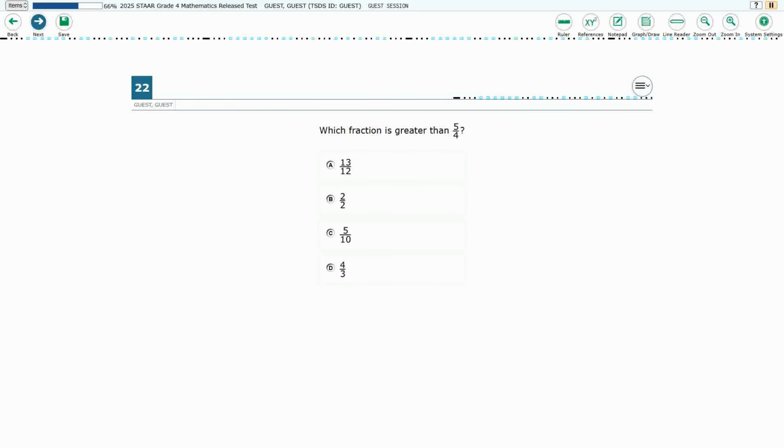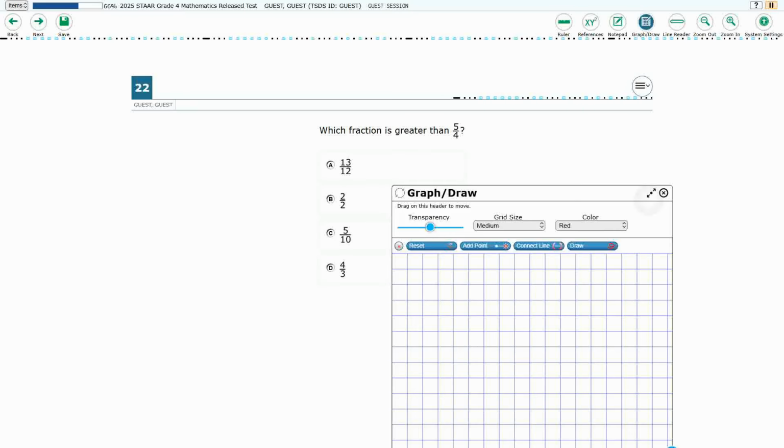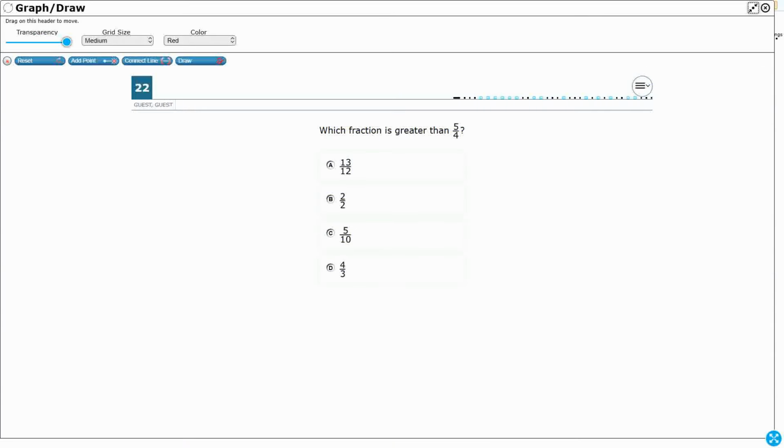For number 22, we are comparing fractions, and so this is 4.3d, and we need to find a fraction that is greater than 5/4. All right, so we need to look at all of these, and we can go ahead and get rid of b. Look, that's equal to 1. This is greater than 1. Let's get rid of c. Look, 5/10 is a proper fraction. 5/4 is an improper fraction. That means it's greater than 1. Right? It's equal to 1 and 1/4. I'm going to get rid of that.